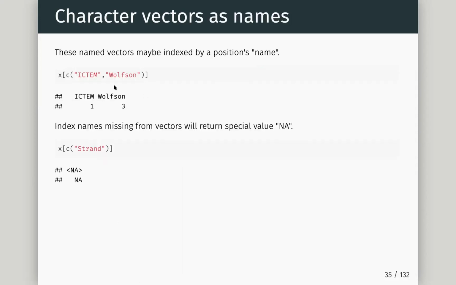So that's something we'll do a lot. We assign names to a vector, tables later on, and then we use indexing like this just to extract out the values we're really interested in.